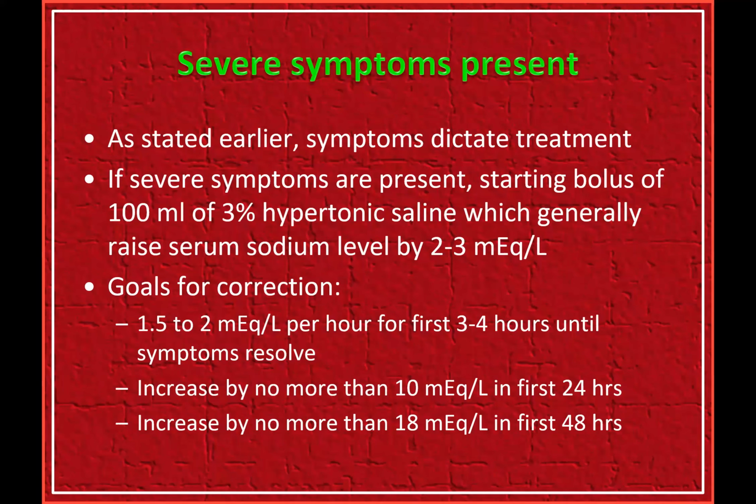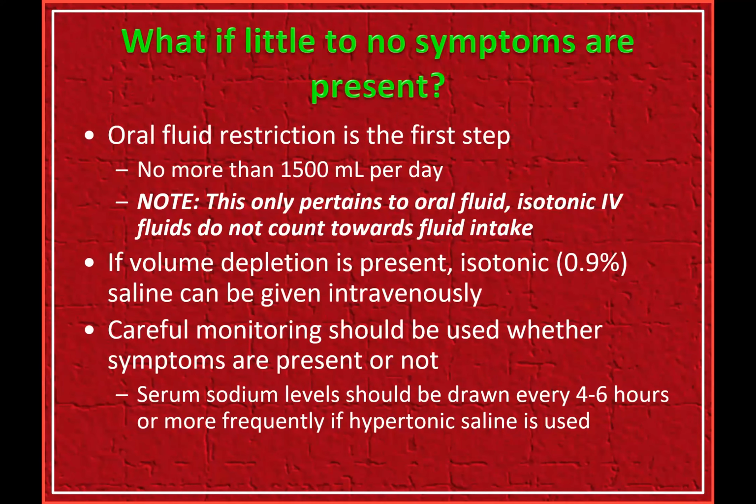Or per hour, about 2 milliequivalents initially. Beyond that, a higher speed is not required. It should not be done. So oral fluid restriction is the first step. What is fluid restriction? Not more than 1500 ml per day, and it only pertains to oral fluids. Isotonic fluids do not count towards the fluid restriction.